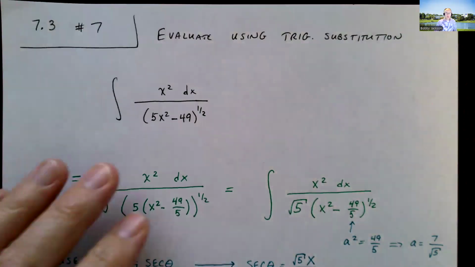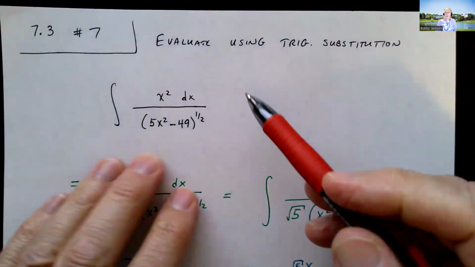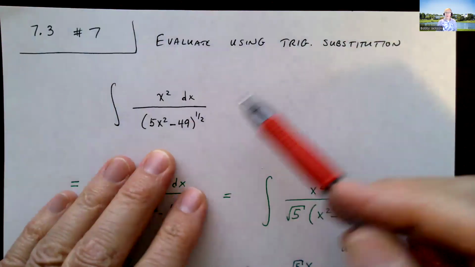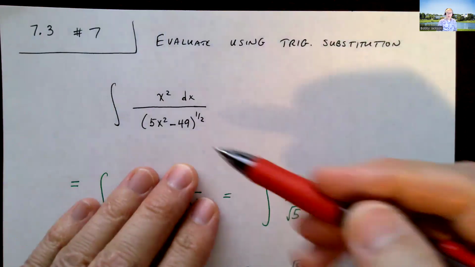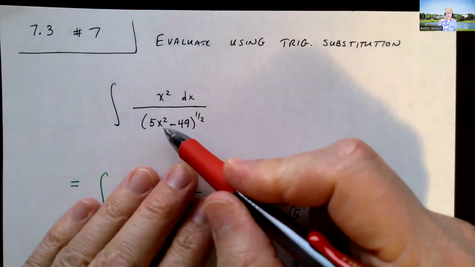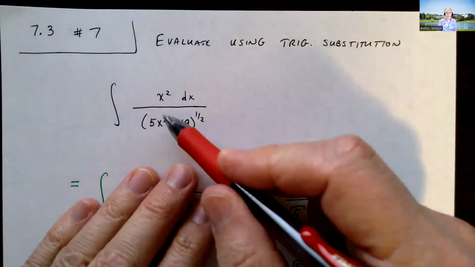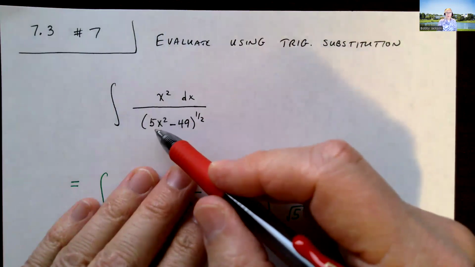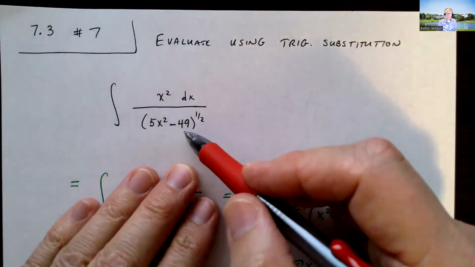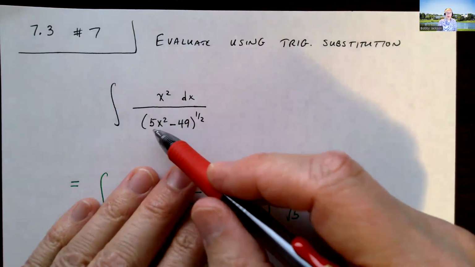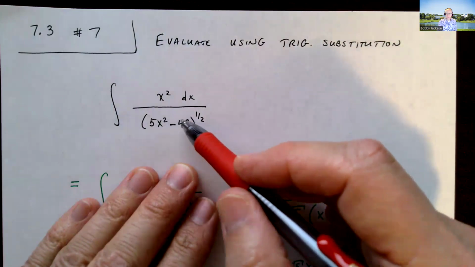Okay, everyone, we're going to look at number 7 in section 7.3. We're going to evaluate this integral using trigonometric substitution. First of all, you might notice a couple of ways you could do this, but we usually have been looking at integrals of the form x squared minus a squared. Here we've got 5x squared minus 49.